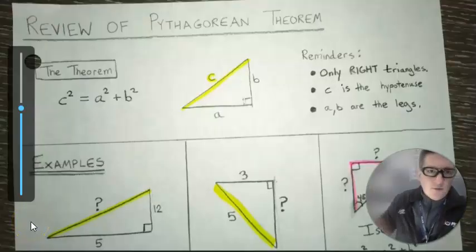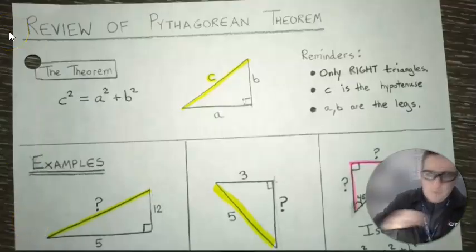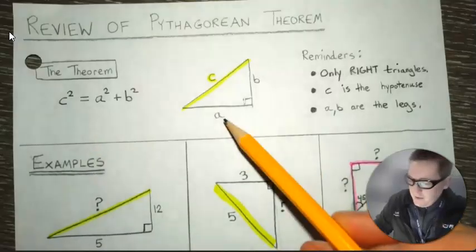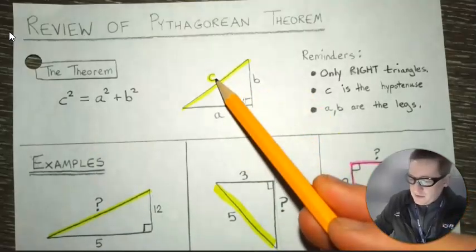In our last lesson, we learned the Pythagorean theorem. The Pythagorean theorem said that a squared plus b squared equals c squared.